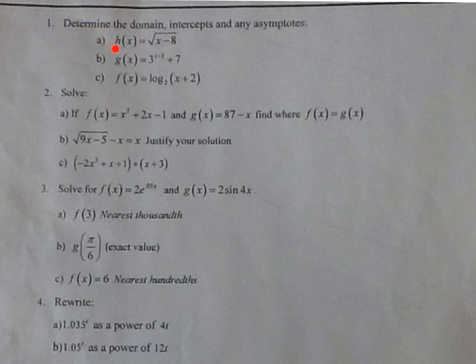So the first one is h of x is equal to the square root of x minus 8. All right, so first of all, what you would want to know is what does h of x equals the square root of x look like? Because that's the parent function. So you should go ahead and plug that in your calculator. And when you plug that in your calculator, it looks like this. From 0, and it goes like that.